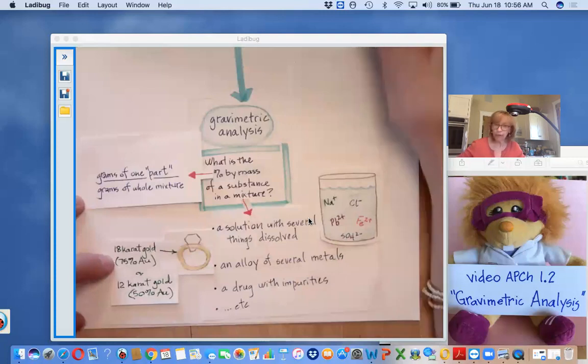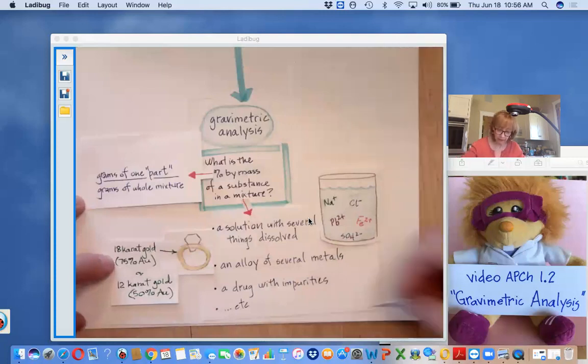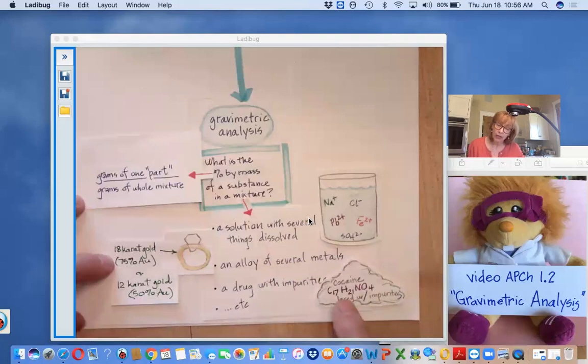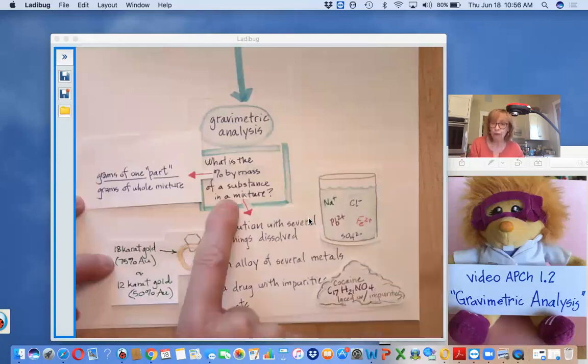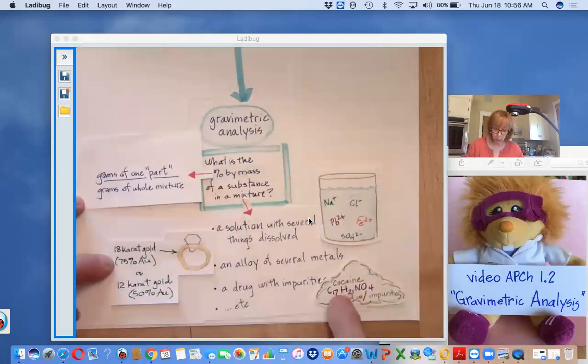Yet another example of gravimetric analysis might be in forensics work. Suppose you had a sample of cocaine that was obtained in a drug bust, and you knew that the cocaine wasn't pure, but instead was laced with impurities. Cocaine is a compound with a formula, but if this sample was known to contain some other stuff besides the cocaine molecules, you might perform gravimetric analysis to isolate the cocaine part and determine what percentage of the drug was that particular part.